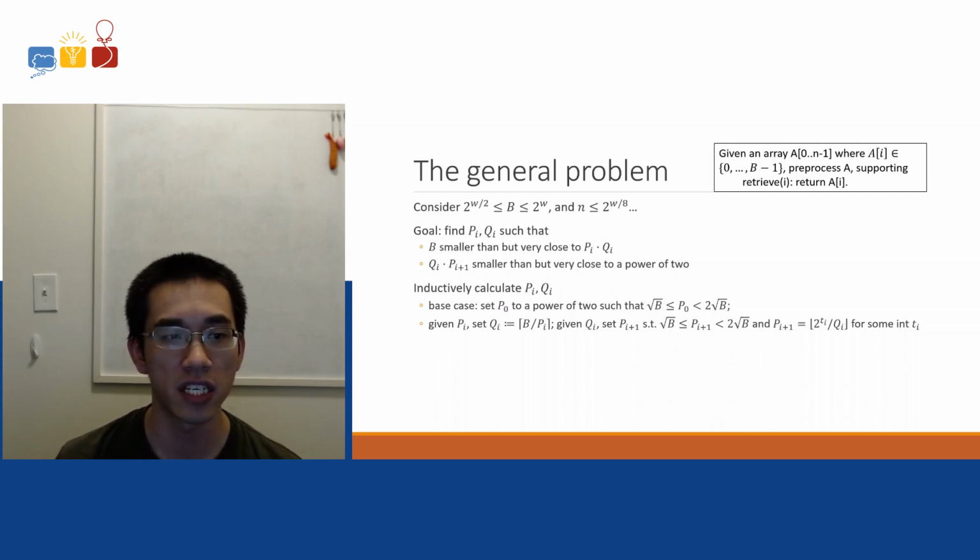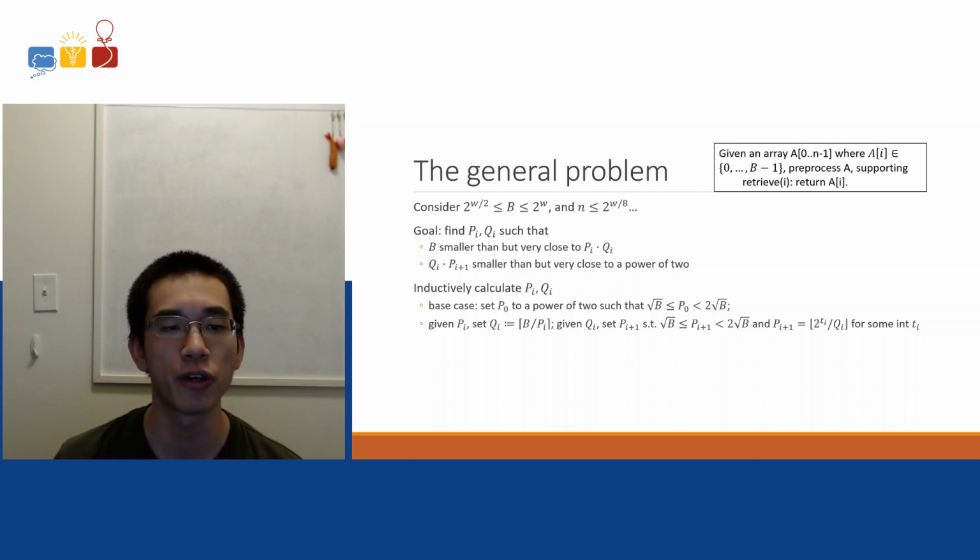Then in the inductive step, suppose we already generated the value of pi. Then the next qi will be set to b divided by pi, rounded up. This value is set so that the product of pi and qi is greater than b, but this is the smallest value of q that satisfies this requirement. So this makes the space loss minimized.